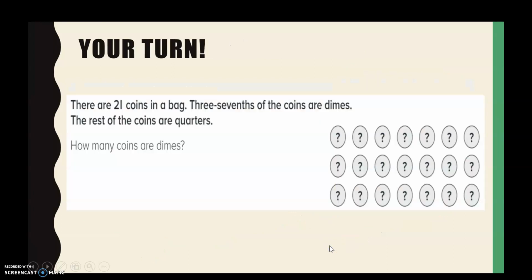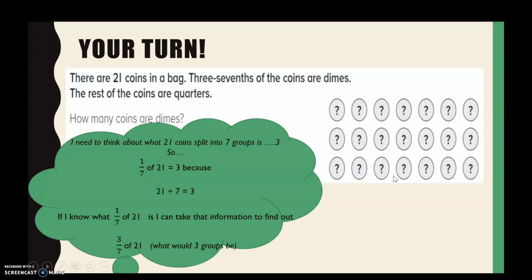How about this? There are 21 coins in a bag. 3/7 of them are dimes. The rest of the coins are quarters. How many coins are dimes? I would again stress making a visual. Dots work perfectly. We're just figuring out 3/7 of 21. So we are thinking about taking our 21 coins and splitting them into 7 groups. Well, 21 divided into 7 groups is 3. So 1/7 of 21 is 3, because 21 divided by 7 is 3.